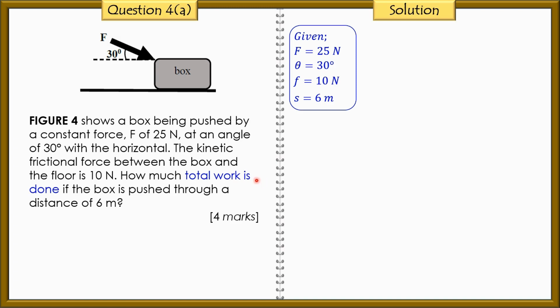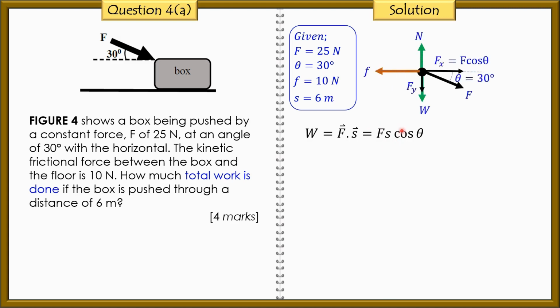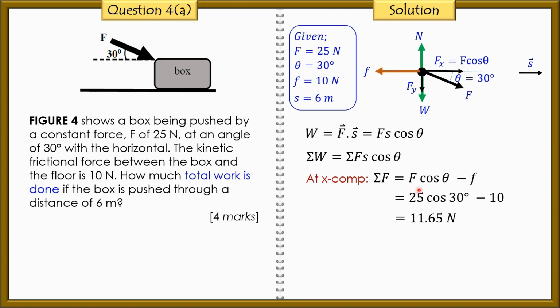Referring to the question, the equation for the total work is equal to F dot S, or Fs cos theta. To calculate the total work done, you need to find the total force exerted on the object in the same component as the displacement. Because of that, of course, the free body diagram is important. From this free body diagram, you can identify that there are two forces in the x component, which is the same component as the displacement. They are Fx and F. When you want to calculate the total force, by considering the x component, you will get F cos theta for the Fx, minus F.